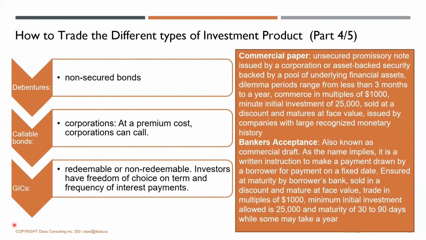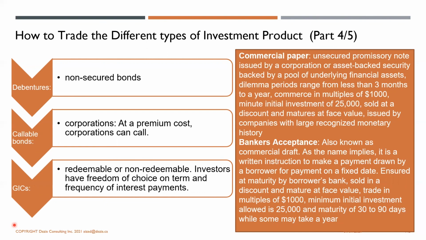Other types of bonds are commercial paper and banker's acceptance. Commercial paper are unsecured promissory notes. These are issued by companies directly themselves or through a bank, and they usually have a period ranging from less than 3 months to a year, and they're usually sold in multiples of $1,000. Sometimes $25,000 is the minimum, and they're sold at a discount and they mature at the par value.